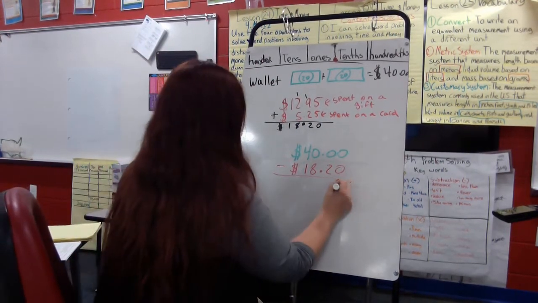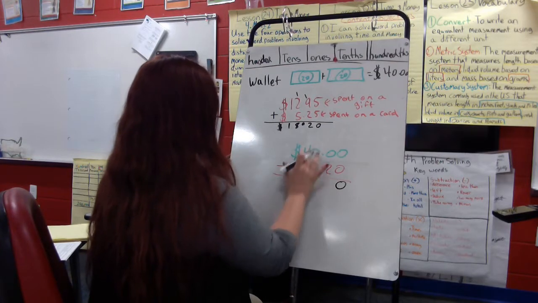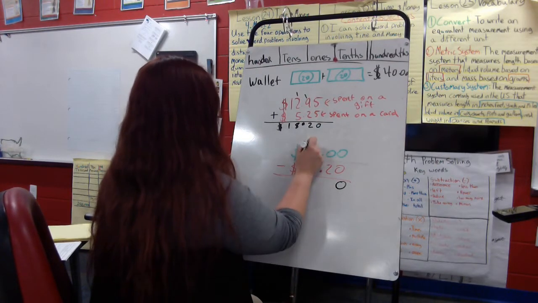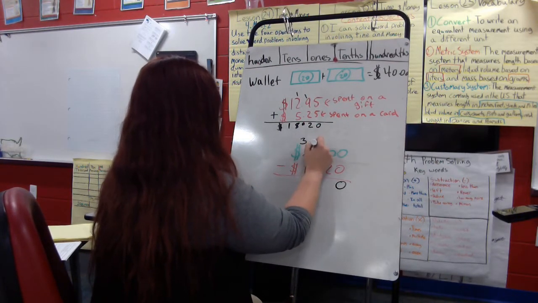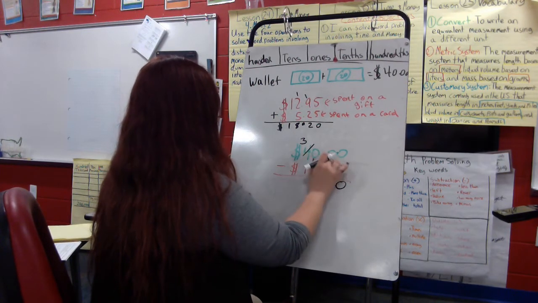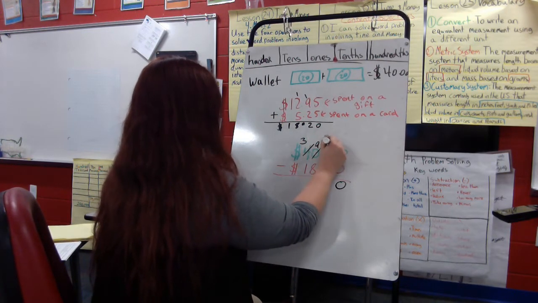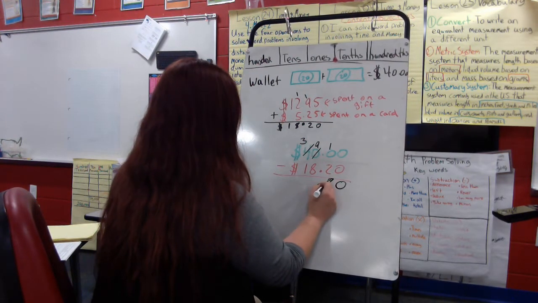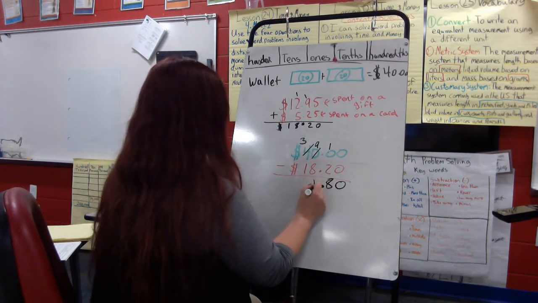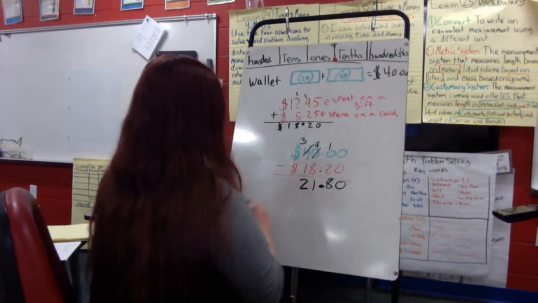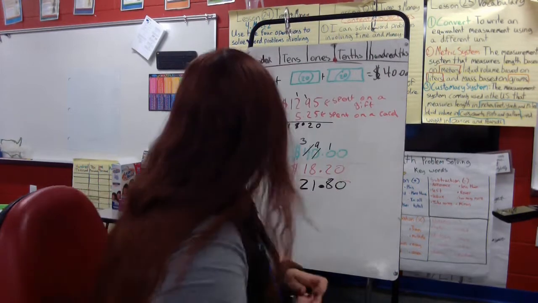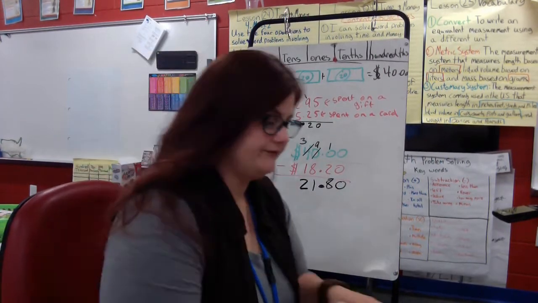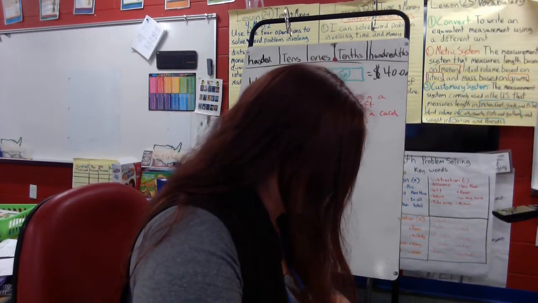All right, 0 minus 0 is 0. We can't take 0 from 2, and we can't take 0 from 8. So we're going to borrow. We can't make this a 10 because we're borrowing again, so we're going to make it a 9 and bring this over. 10 minus 2 is 8. Bring down that decimal point. 9 minus 8 is 1. 3 minus 1 is 2. We had $21.80 left over. Let's see.